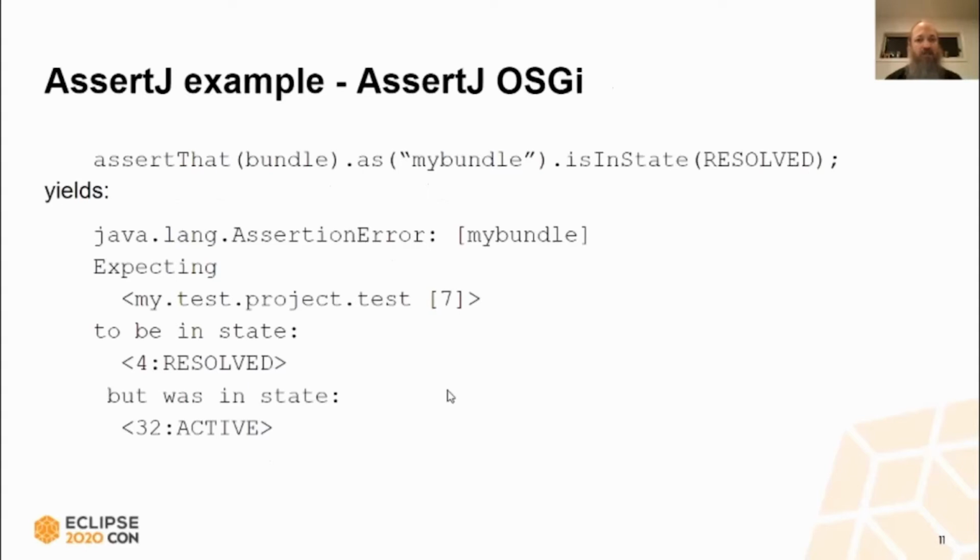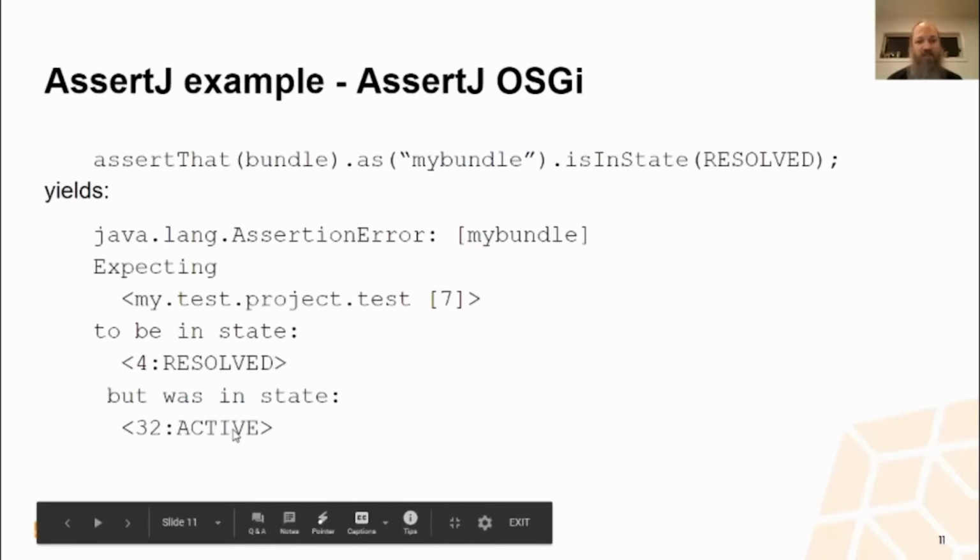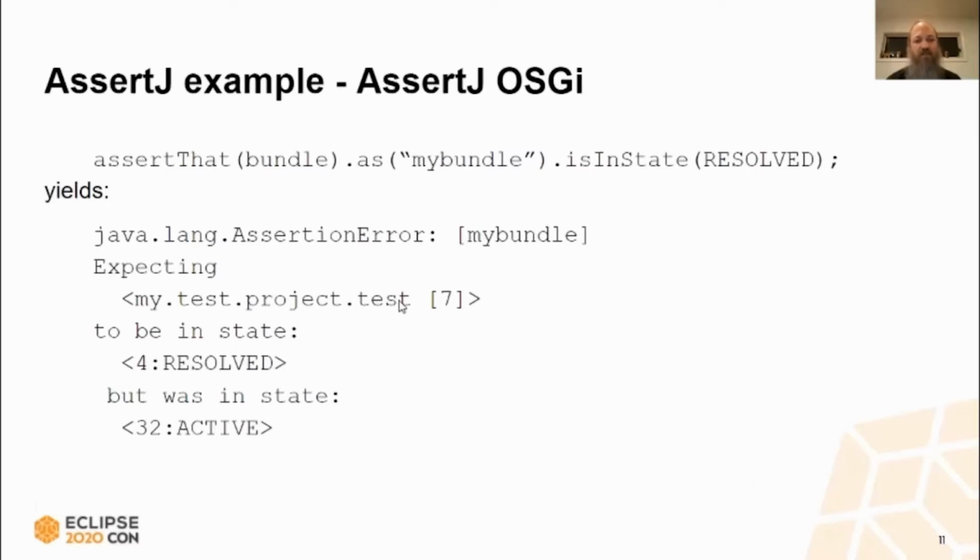But where it really shines is we have the custom assertion as we have in AssertJ OSGi. And as you can see, it gives you everything you need to know. It tells you that you're expecting it to be in state 4, which it knows is the resolved state, but that it was actually in state 32, which is the active state. And as a bonus, it will actually tell me the name, the BSN of the bundle that the test was performed on. So all those little bits of information just give you that head start when you go into debugging why that test assertion failed.